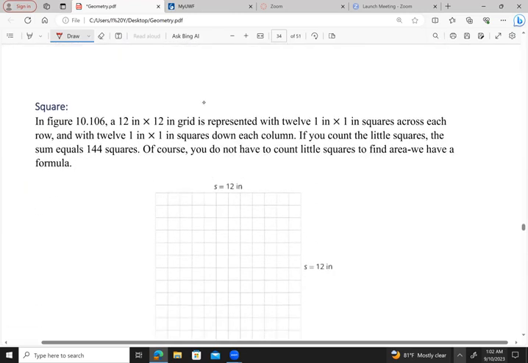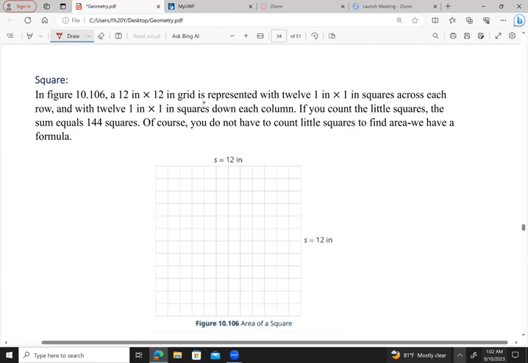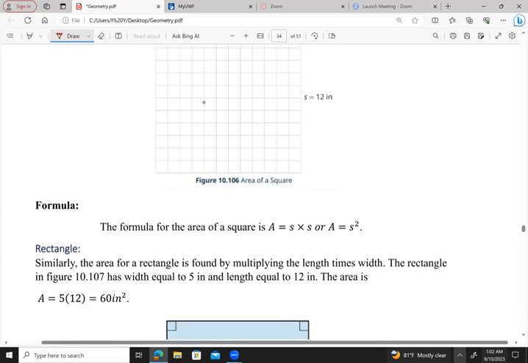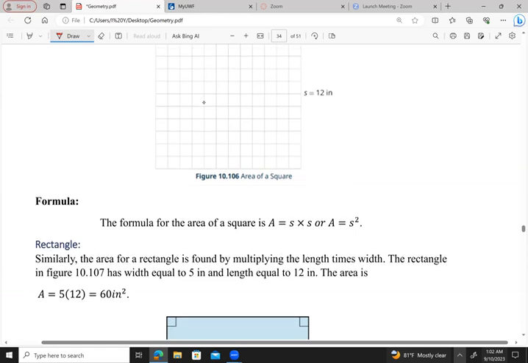So here we have a 12 by 12 grid with 12 1-inch by 1-inch squares across each row and 12 1-inch by 1-inch squares down each column. If you count the little squares, you'll find there's 144. Of course, you do not have to count little squares to find area. We have a formula. The formula for the area of a square is A equals side times side, or A equals side squared.